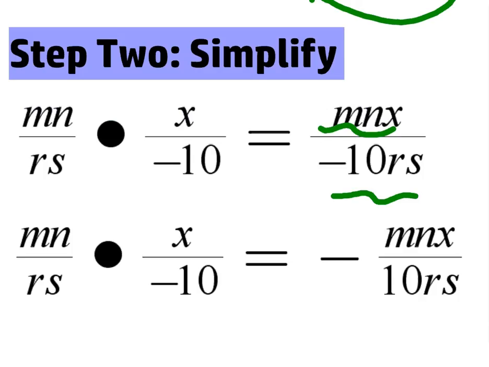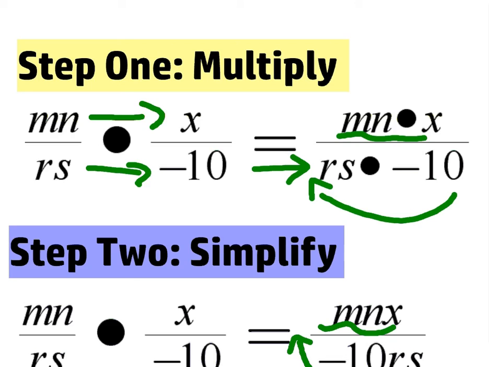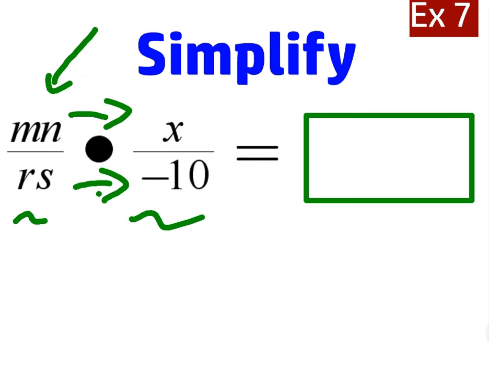And the final step is whenever you have a negative on the bottom, you move it to the front, which we've talked about in another lesson. So therefore your final answer is negative mnx over 10rs. So it's just showing you that no matter how complicated or involved the math expression is, you ultimately just multiply the tops and bottoms and then simplify, just like we always have done.